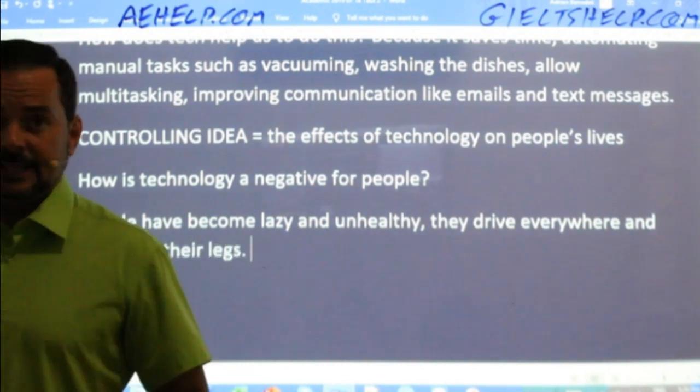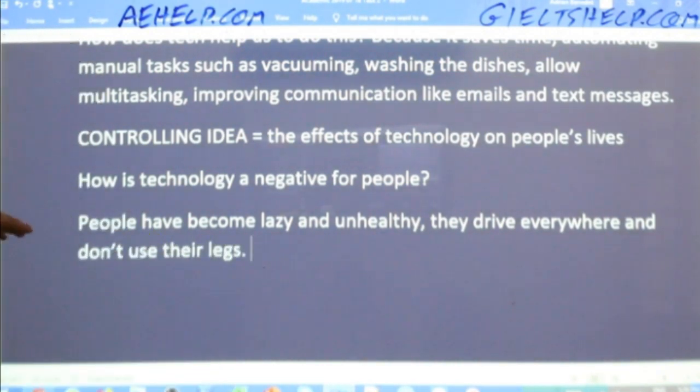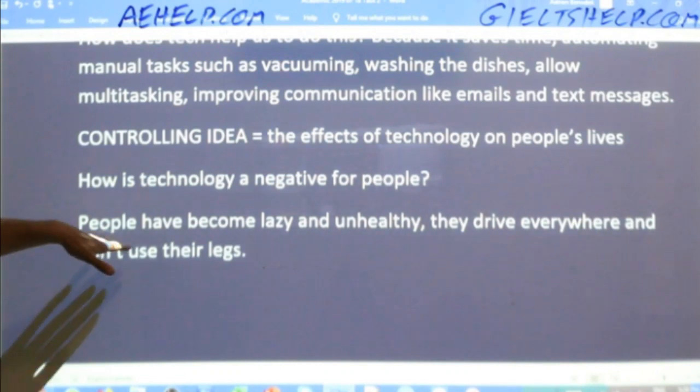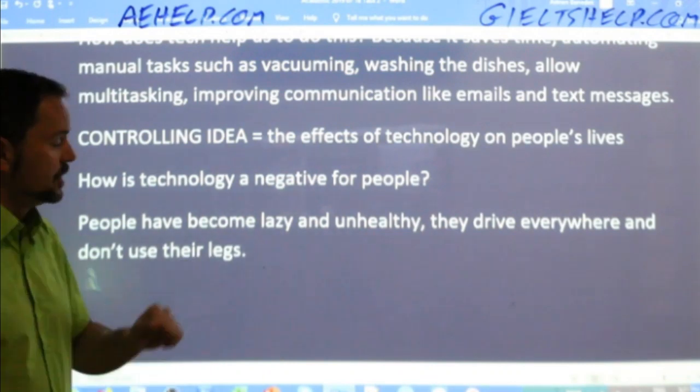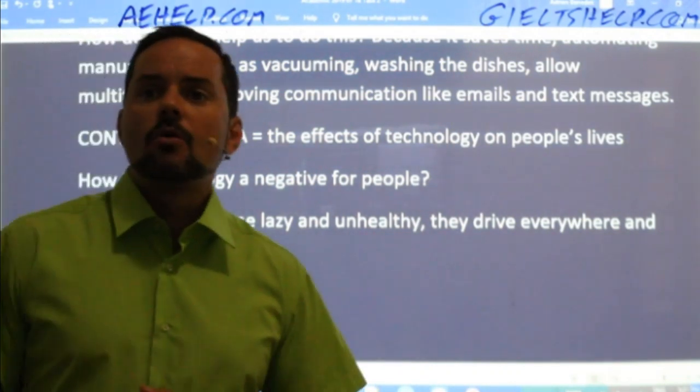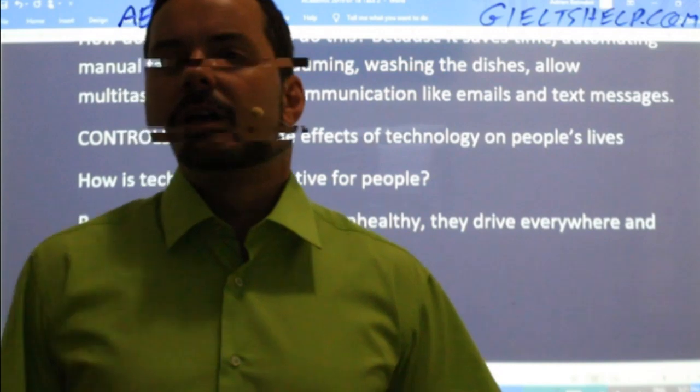Yeah, and always take that extra step to think of the example. So people have become lazy and unhealthy. They drive everywhere and they don't use their legs. So that's kind of answering the how question, right? It's the sedentary lifestyle.